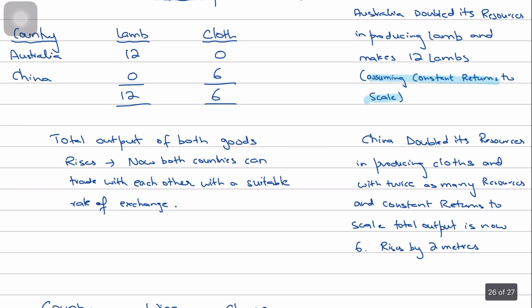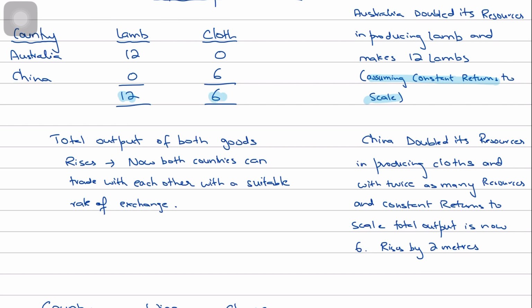It will double its production as well, because China has doubled its resources to the production of cloth since it's specializing in it, right? So the output of cloth goes to 6. Now we can clearly see that the world output has gone up, because now 12 lamps are being made, while on the other hand, 6 cloth is now being made.